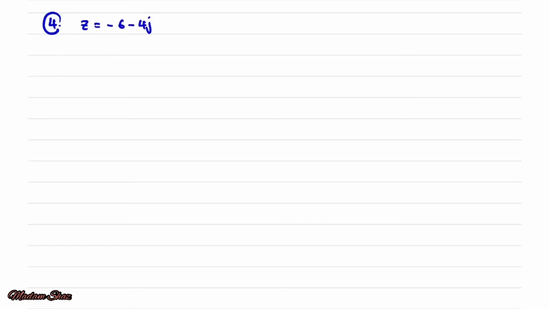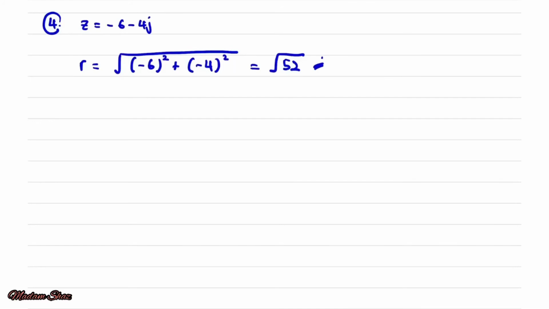So let us continue with example 4. Z is equal to negative 6 minus 4j. So find the modulus for this complex number. R is equal to the square root of a squared, negative 6 squared, plus b squared, negative 4 squared. So the square root of the whole thing is equal to the square root of 52. So this is the answer for our R, or our modulus.